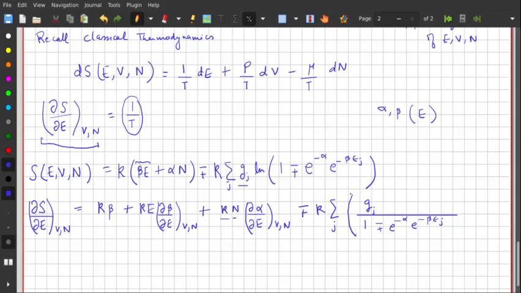Then we need to differentiate this entire term, which is e to the power minus alpha times e to the power minus beta epsilon j. That's the same thing. It will become e to the power minus alpha times e to the power minus beta epsilon j.